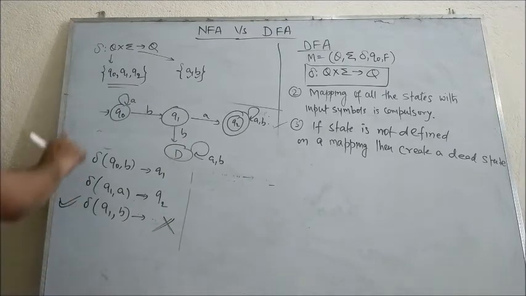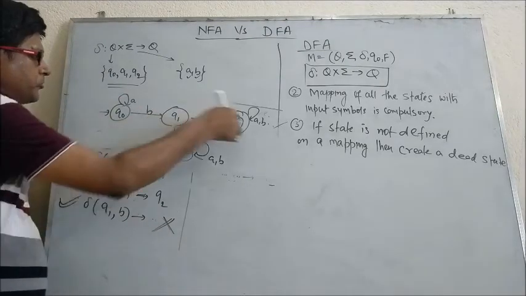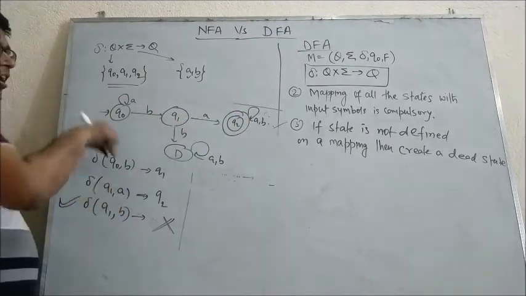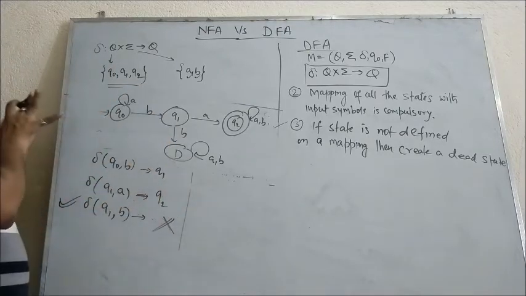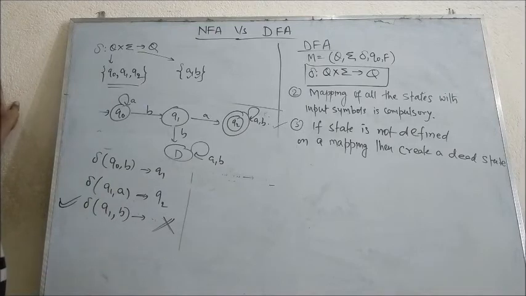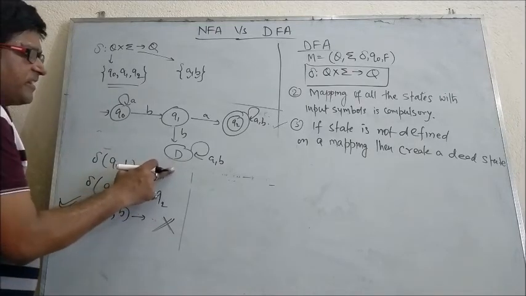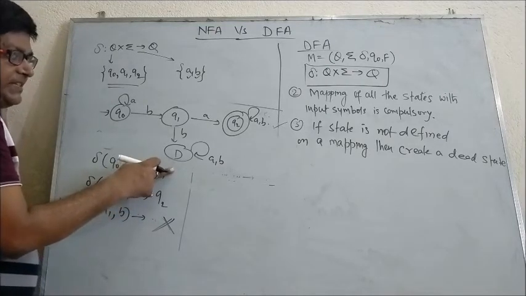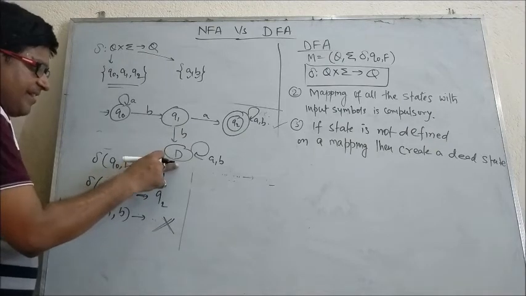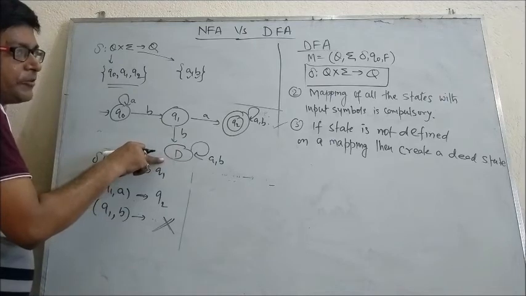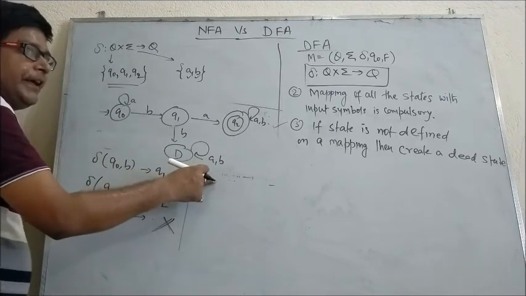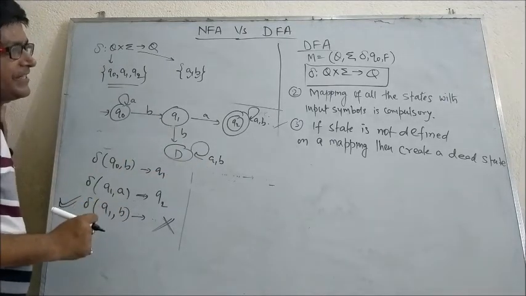That means how many total states are there? 1, 2, 3, 4, and on all 4 states I have taken all the transitions. I have not left any transition at all, right? So on the transition on D also, the dead state, if I put A, again I will reach the dead state only, and if I put B, again I will remain in the dead state only.